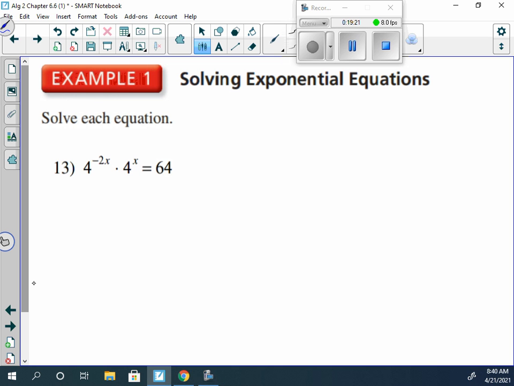All right. So let's look at this one here. We have 4 to the negative 2x times 4 to the x is equal to 64. I don't know where I got 3x from. Okay. We need to get it as 4. I think that's where I was pulling the 3 from. And it would be negative x, because negative 2x plus x would be negative x. 64 is 4 to the third.